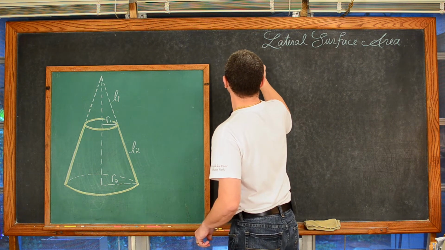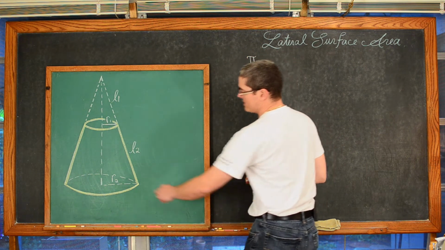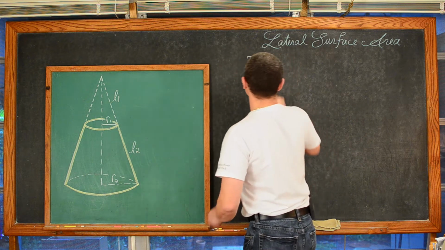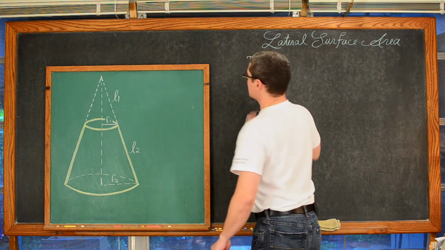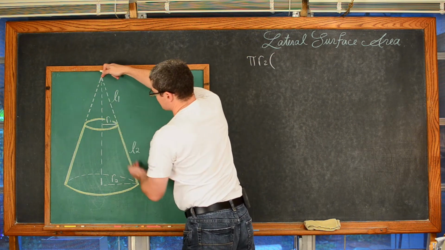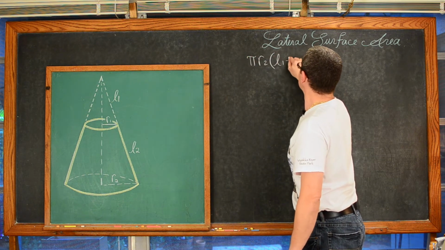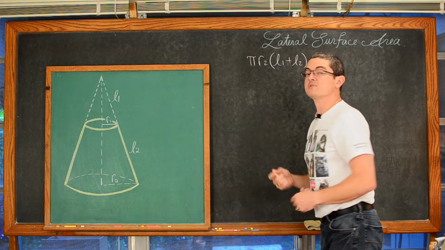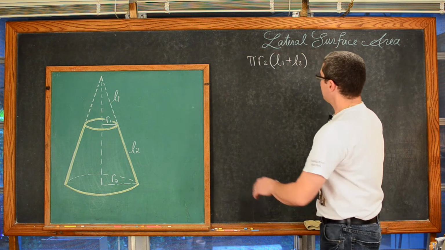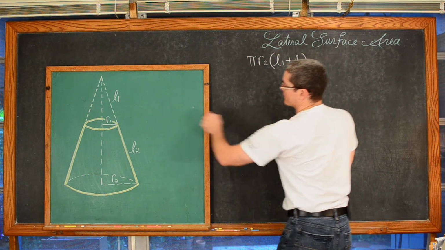So we're going to find the lateral area of this large cone, which is going to be pi times the radius, which is going to be r sub 2, times the entire slant height, which is going to be L sub 1 plus L sub 2, and this is going to be the lateral area for the large cone.